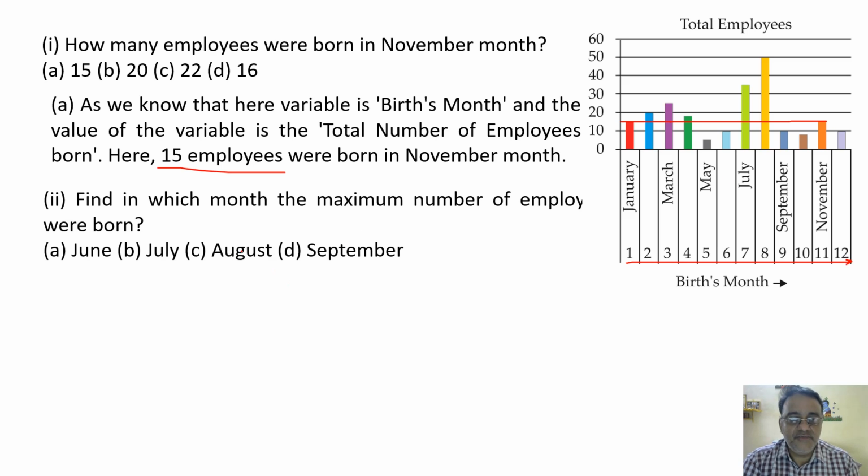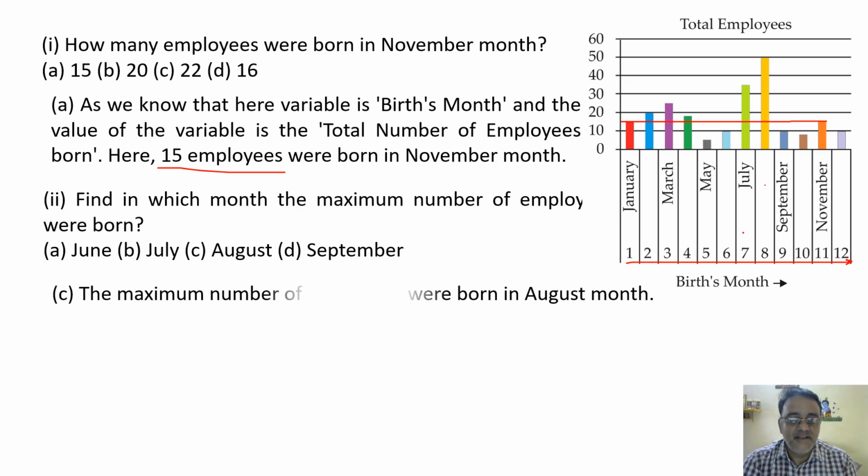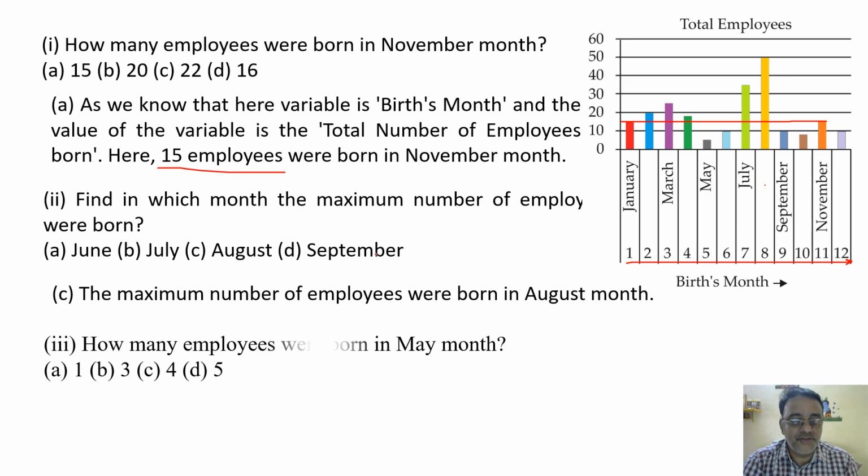Now the next question, find in which month the maximum number of employees were born. Which month? August, right. The maximum number of employees were born in August. Now the third question, how many employees were born in May? So May is here. Look, how many is it?